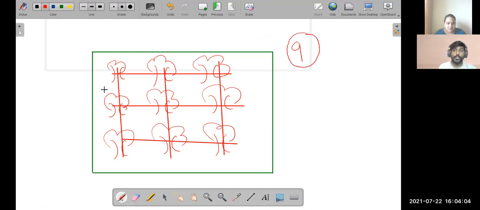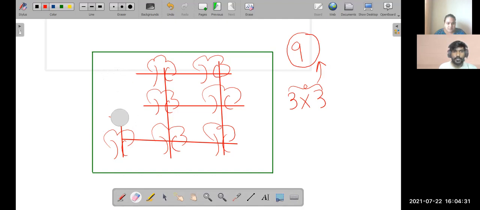I asked how many rows are there. So there are 3 rows, and how many columns are there? 3 columns. So you do 3 into 3 to get 9. Yes, 3 into 3 to get the total number of trees. That means multiply the number of rows into the number of columns to get the total number of trees. Now let's come back to the original question.